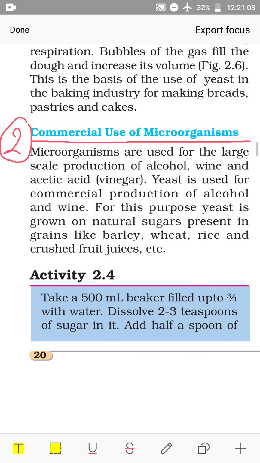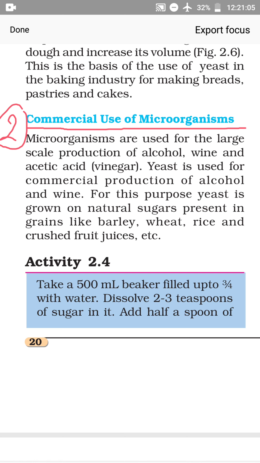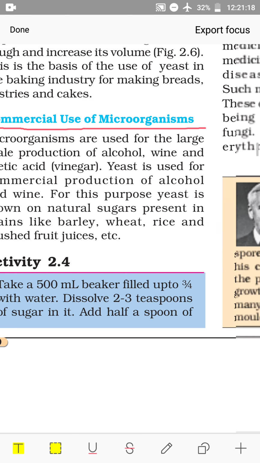Then we discussed the commercial use of microorganisms. Microorganisms are used for large-scale production of alcohol, wine and acetic acid. Yeast is used for commercial production of alcohol and wine. In that regard, you read about fermentation, right?